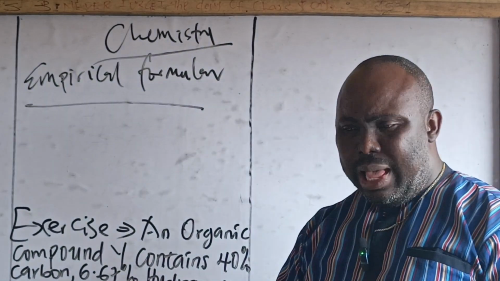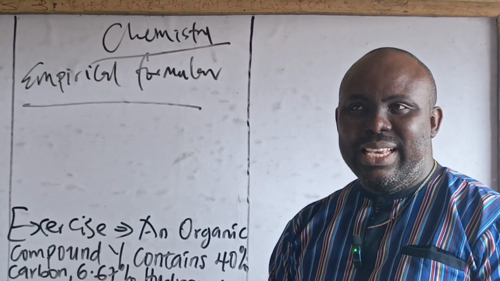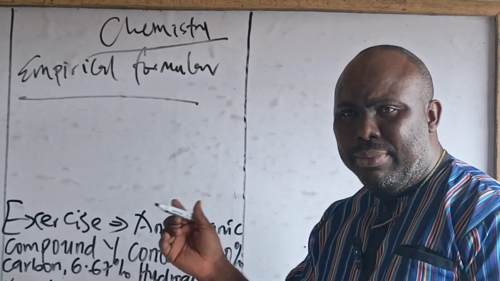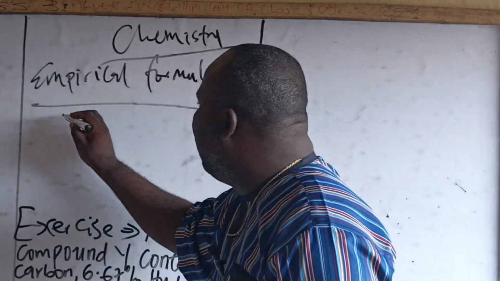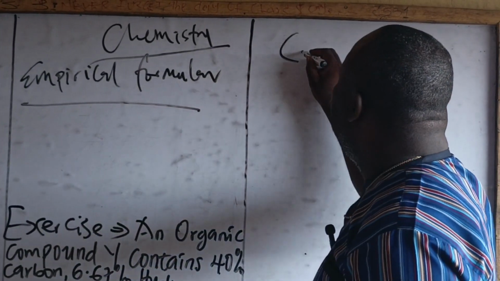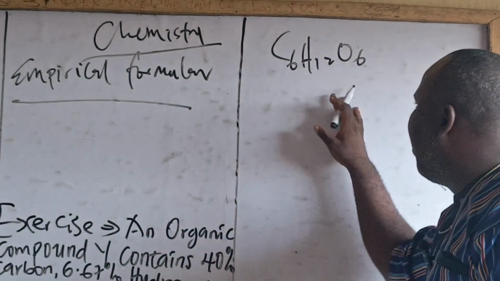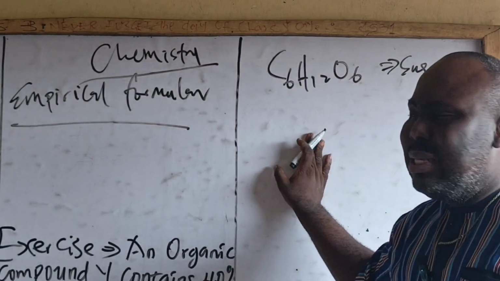Empirical formula is a term we use to describe the simplest form in which the formula of a compound can be written. Take a compound with C6H12O6. This is the formula of sugar. This is the molecular formula for sugar.